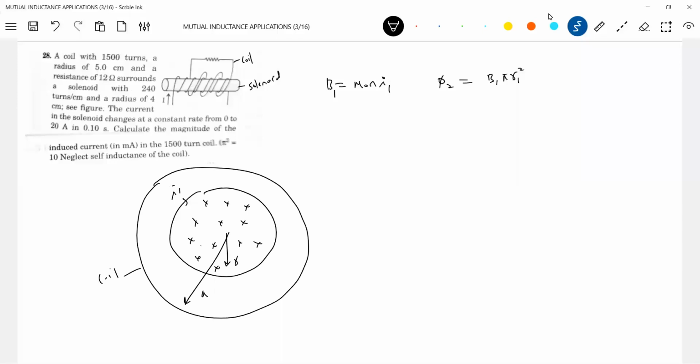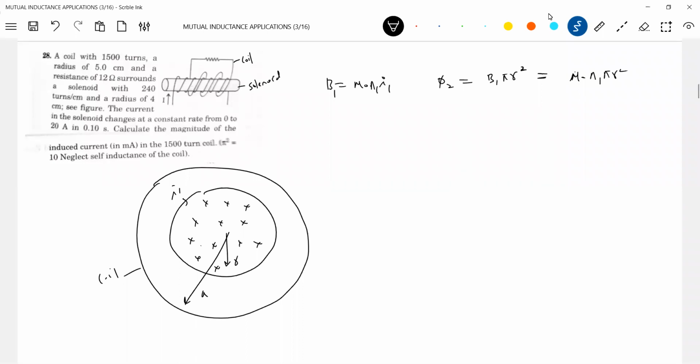Over the flux linking the coil, it is B1 into the effective area pi R square only, not pi C square. So this should be equal to mu naught times the number of turns per centimeter of the solenoid, that is N1, into pi R square. This is the flux linking the coil.